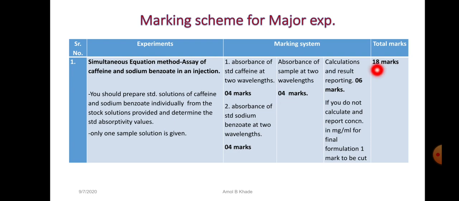Then coming to the calculation, we have to use the simultaneous equation, we have to substitute these values, and if your calculations are appropriate you will get 6 marks, and the final calculation and report writing will carry 1 mark. So altogether it will have 18 marks.